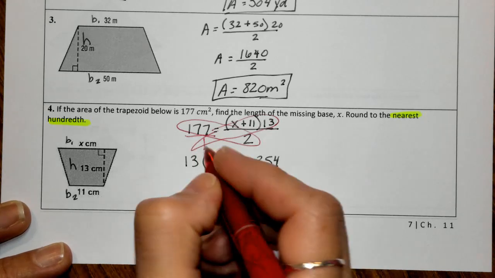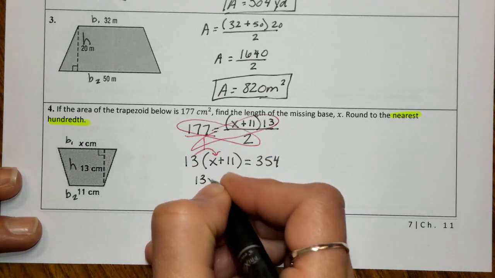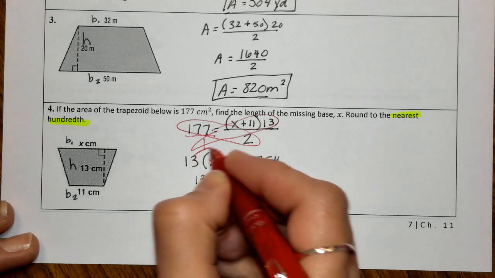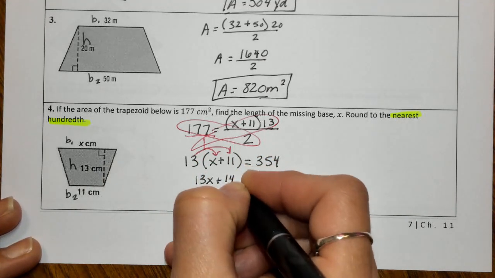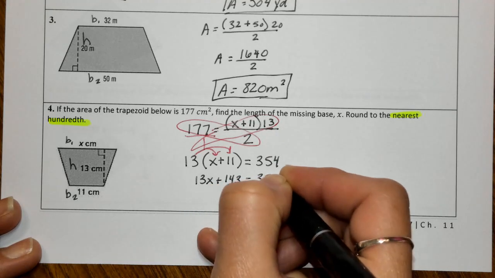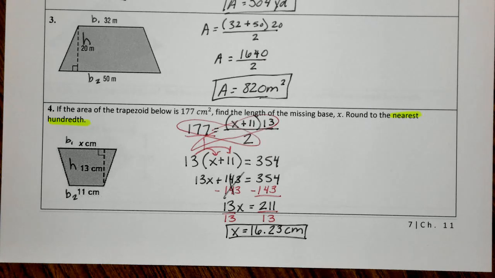Now I'm going to do my distribution. 13 times X, 13X. 13 times 11 will give me a positive 143. And now you only have your 2 steps left. Go ahead and complete those 2 steps. Making sure that when rounded to the nearest hundredth, we have 16 and 23 hundredths centimeters for the height.